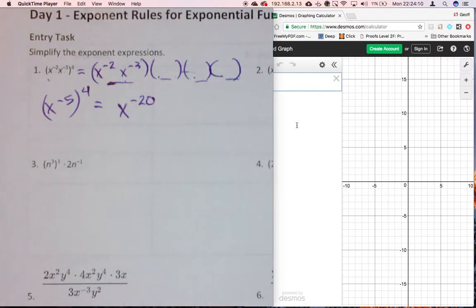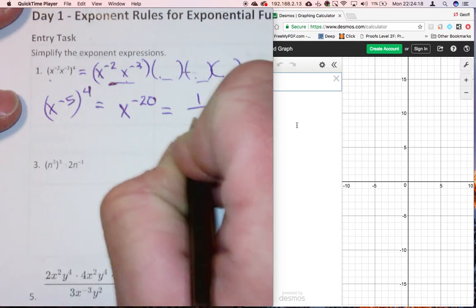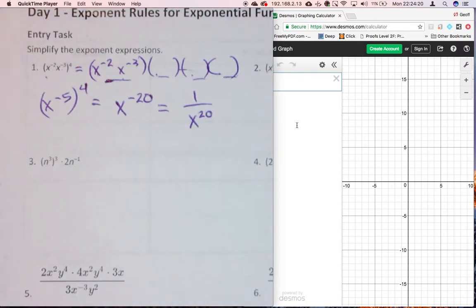It's not technically proper to have a negative exponent, or we certainly would at least like you to be able to express this as an expression with a positive exponent. So when you have a negative exponent, it flips the expression over the fraction bar.